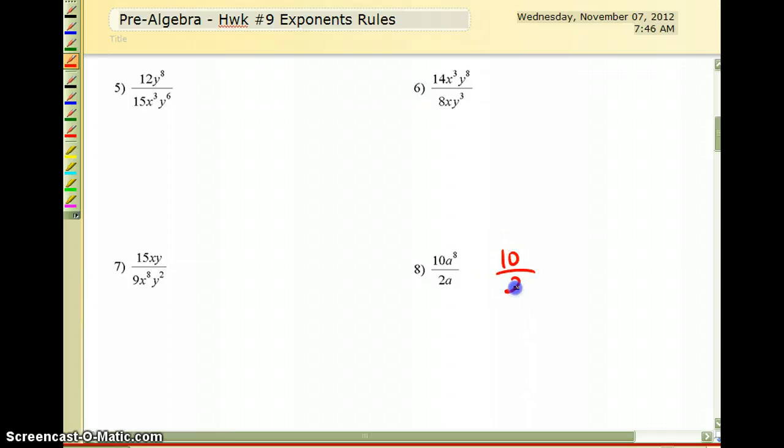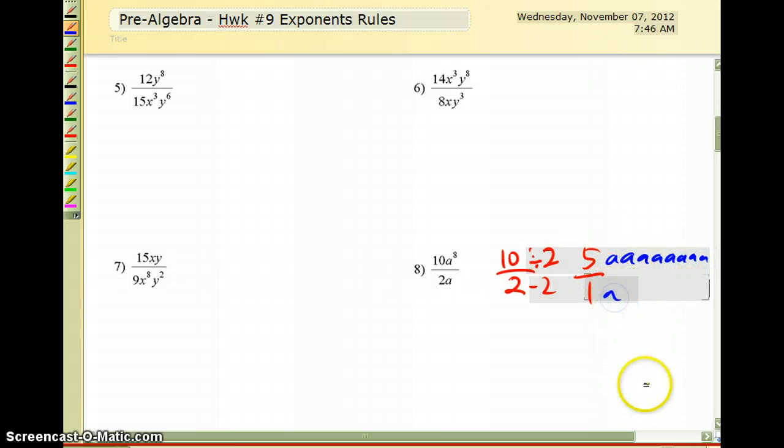Between the 10 and the 2, I can simplify those numbers. I can divide both by the number 2, and what I will get is 5 over 1. Then I'm going to take care of the variables. I have a to the 8th, which is 8 a's, and I have 1 a in the denominator. So I get to cross out 1 a. And again, that is similar to me subtracting 8 minus 1.